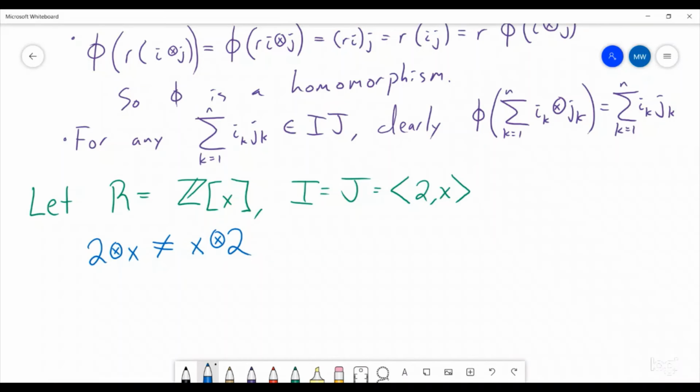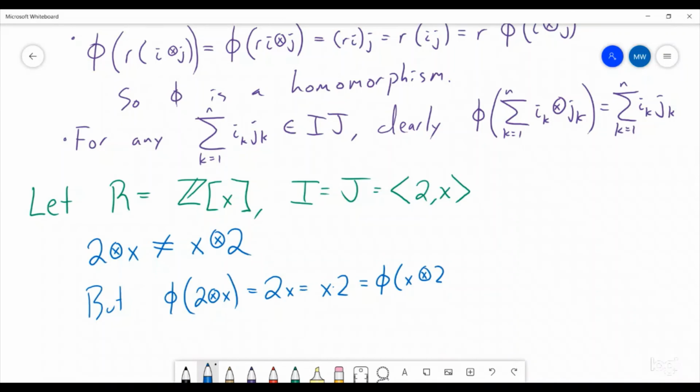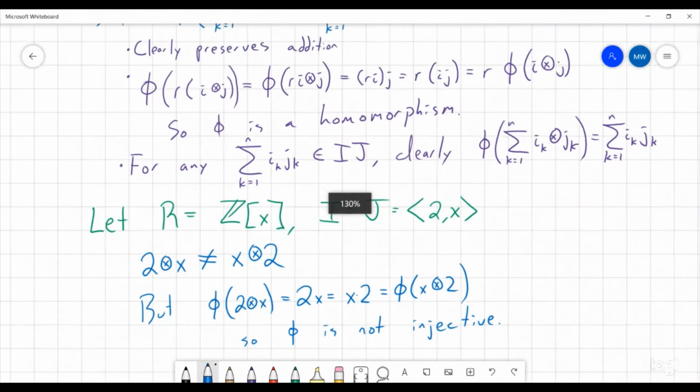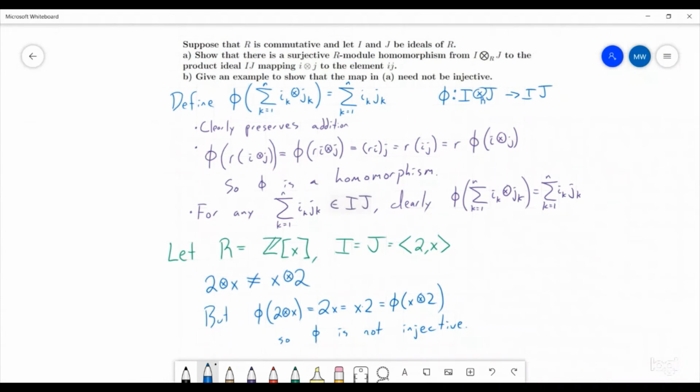So these two tensors are not the same, but if we look at phi of 2 tensor x, this is equal to 2x, which is equal to x times 2, which is equal to phi of x tensored with 2. So phi is not injective in this case. It might be in other cases, but in this case it's not. And so that is how we would go about showing all the work that we need for this particular problem.